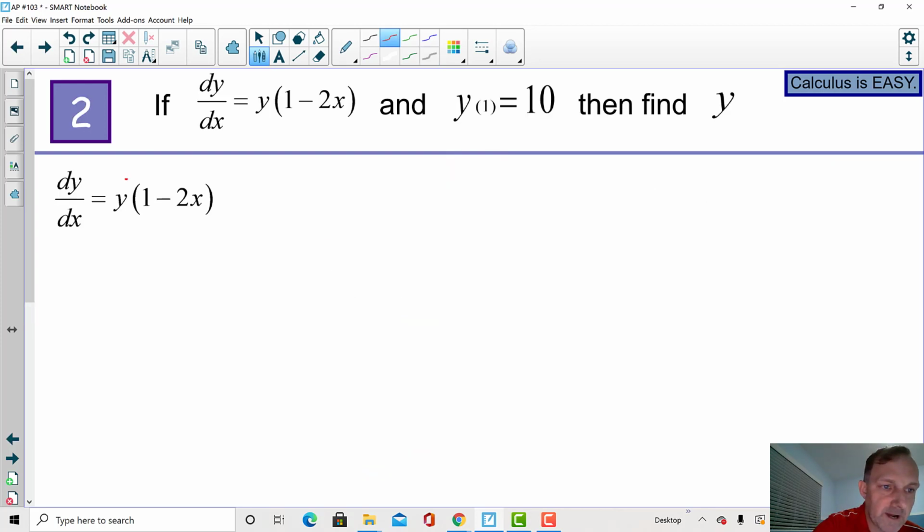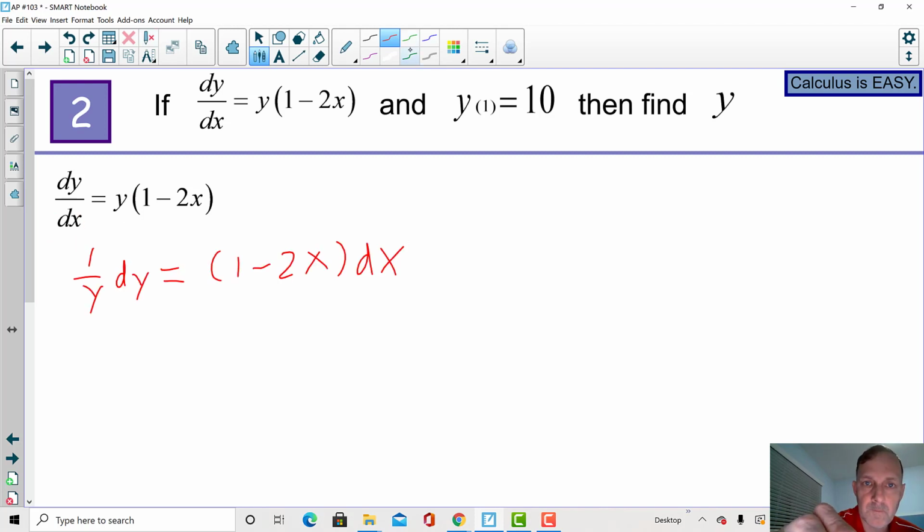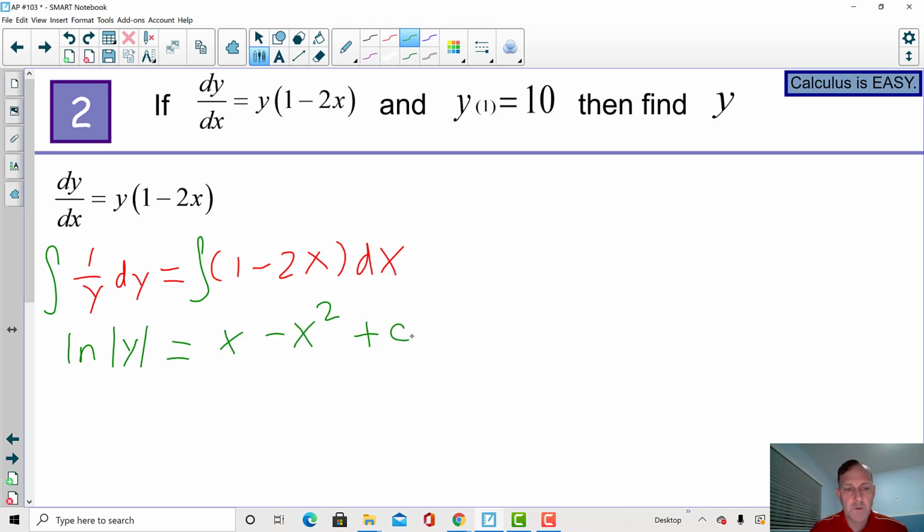Okay, for this one, we're going to divide by y, and we're going to multiply by dx. There we go, and we'll go ahead and do the integral on both sides. The left side is going to give you ln, and then absolute value of y. Right side, we get x minus x squared, and we're going to go ahead and put the plus c on the right side. We've got to get rid of this ln, so we're going to do e to the left side equals e to the right side.